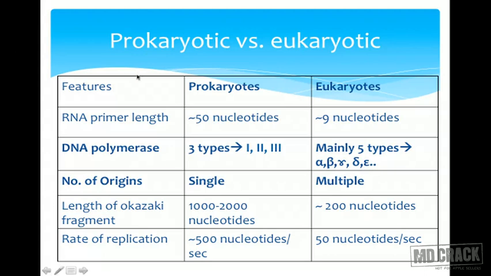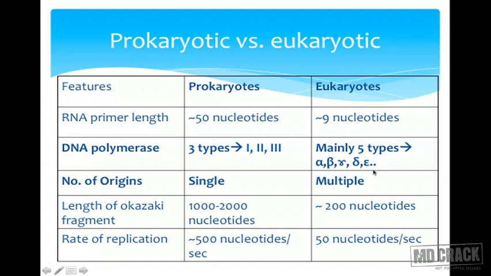So if you look at the prokaryotes, the RNA primer will be around 50 nucleotides, quite long. Whereas in eukaryotes, it is approximately 9 nucleotides. Now the DNA polymerase, the enzyme that is required for the synthesis, polymerization of deoxyribonucleotides, is known as DNA polymerase. Now in the prokaryotes, there are 3 types of this DNA polymerases. I'll talk more about each of them. They are known as Pol1, Pol2 and Pol3.